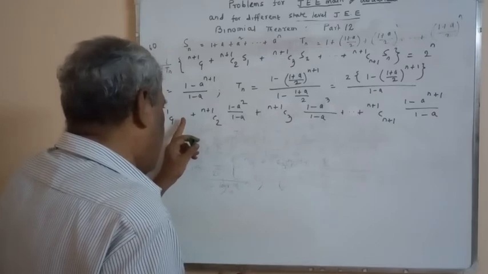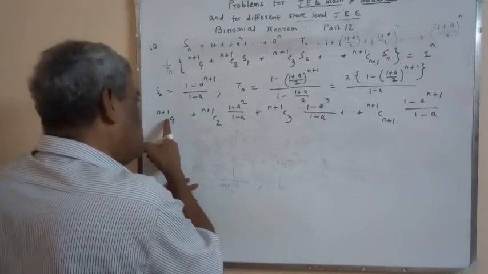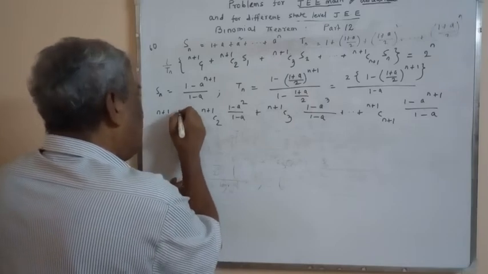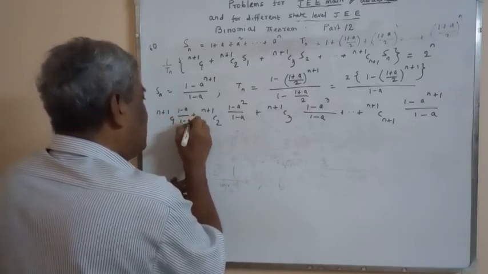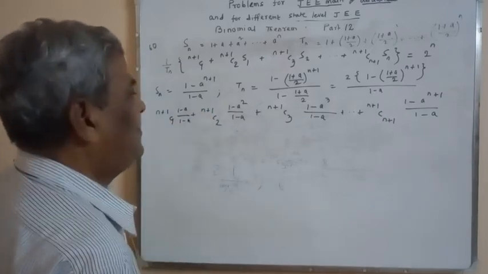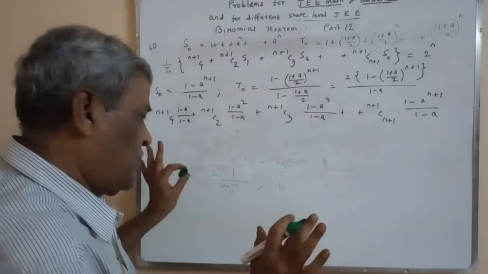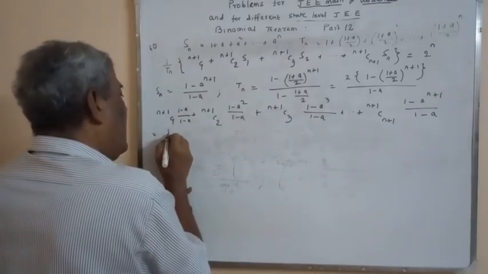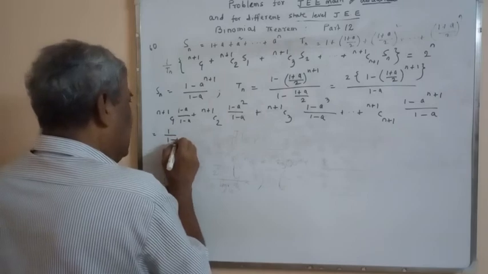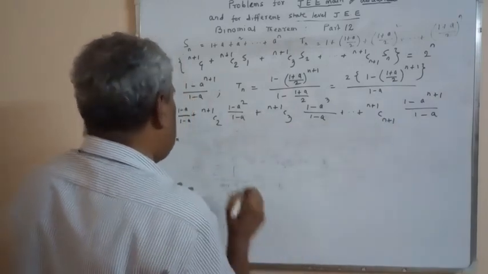To keep symmetry, let us put here 1, n plus 1 c1 into 1. 1 can be written as 1 minus a by 1 minus a. By putting 1 equal to that, we get a symmetry. Now from this, 1 upon 1 minus a can be taken common, here, here, everywhere.